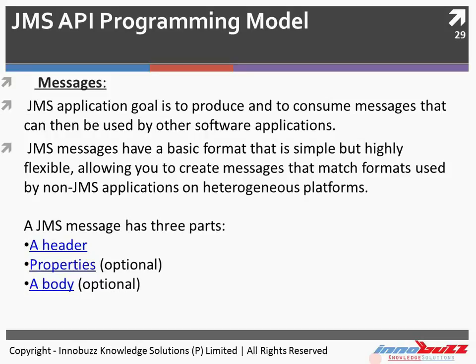Basically, a JMS message has three parts: header, properties, and body. Properties and body are optional. If you want, your message can have only a header, but you have to have a header in any message. Following that, you can have properties and then the body. So this is the basic format for a JMS message.